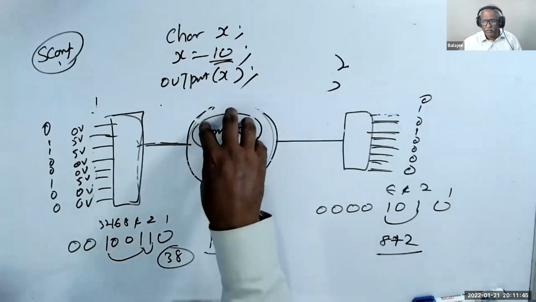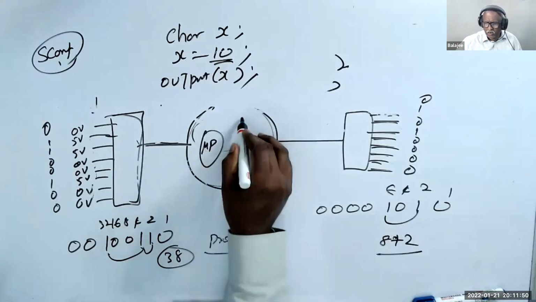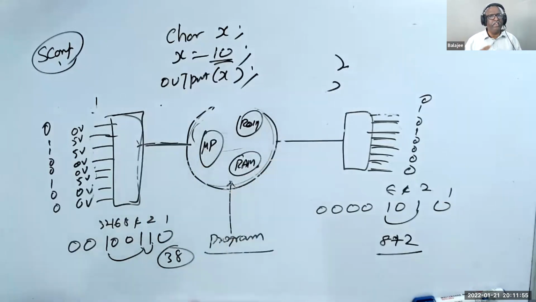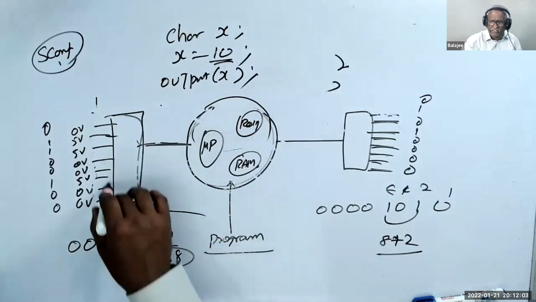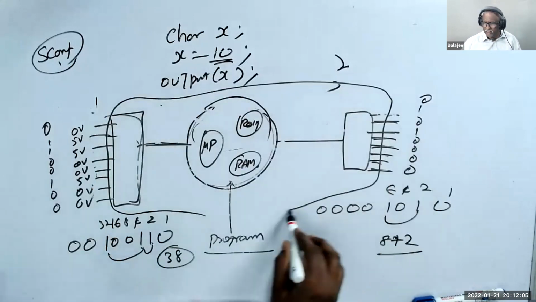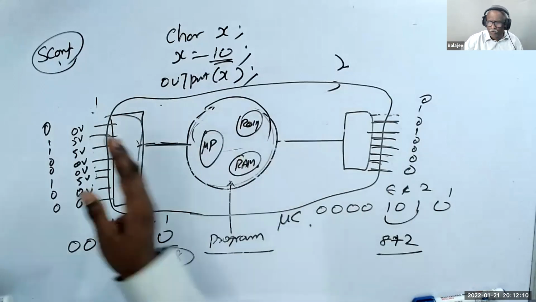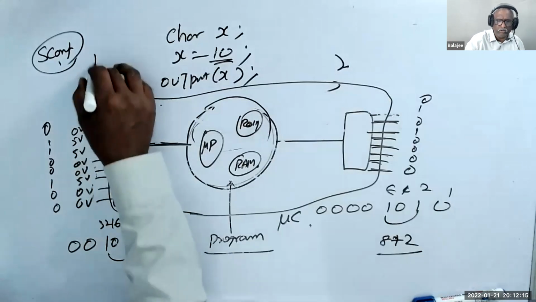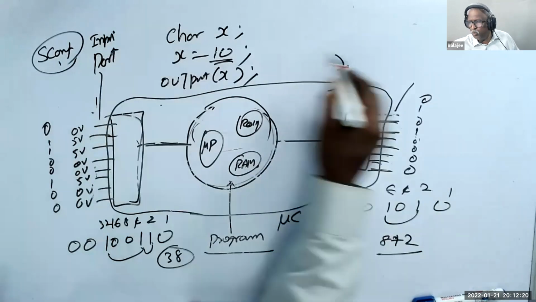So I have a computer. The computer has 3 parts: one is the microprocessor, one is ROM, and one is RAM. Only these 3 are the computing, nothing more than that. Now, people put all these things, including input and output, inside one chip. That's why people call it a microcontroller. I have a microcontroller which has input and output; I go and buy it in the market. This is called the input port, and this is called the output port.